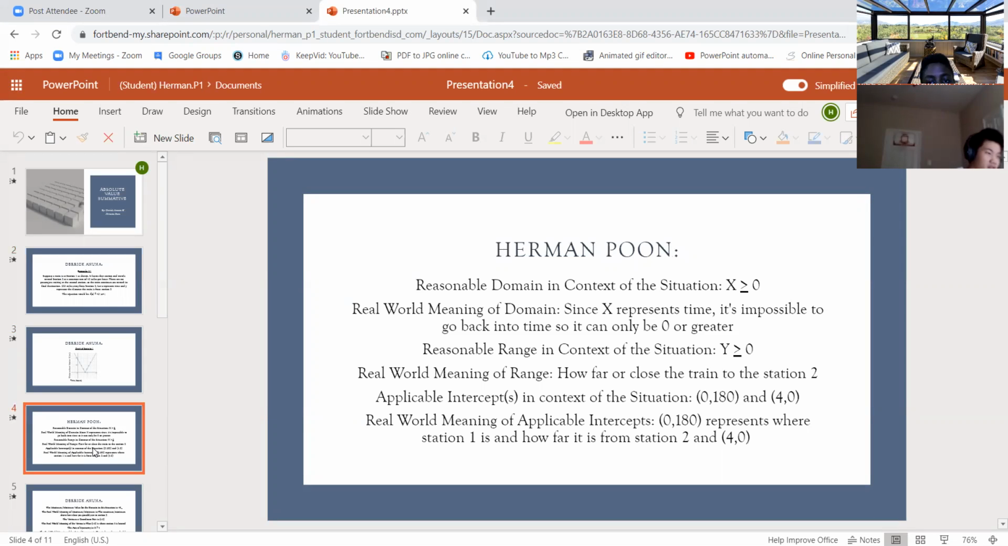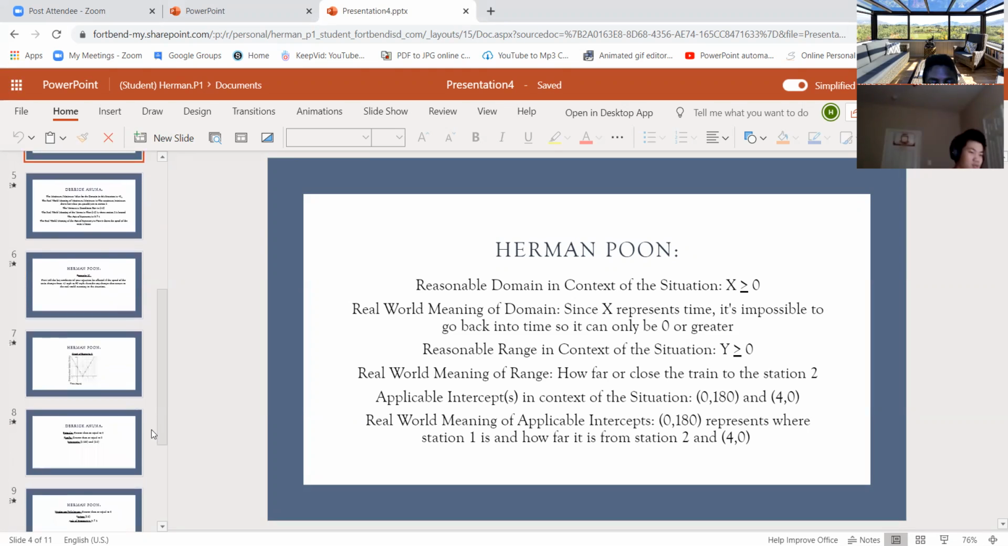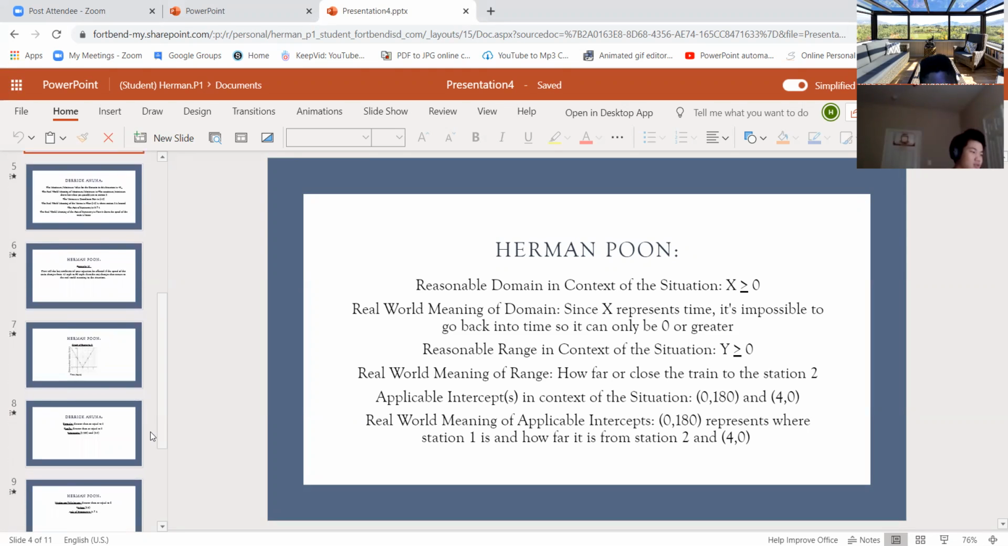The reasonable domain in the context of the situation would be x is greater than or equal to 0. The real world meaning of domain: since x represents time, it's impossible to go back in time, so it can only be 0 or greater. The reasonable range in the context of the situation is y is greater than or equal to 0. The real world meaning of range is how close the train is to station 2.